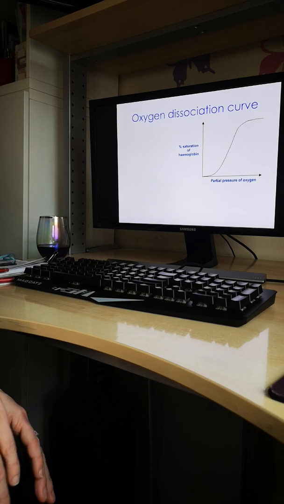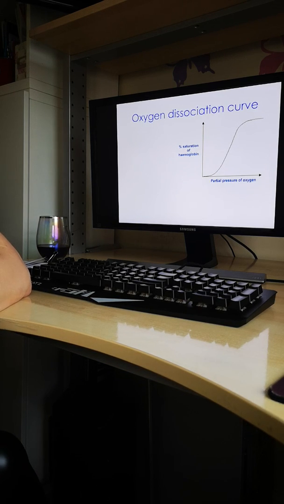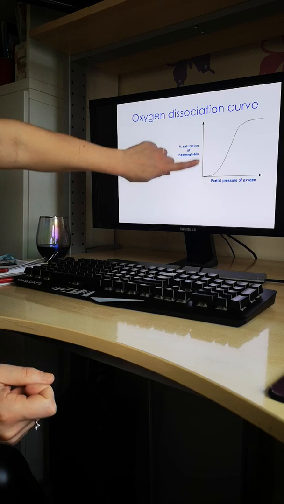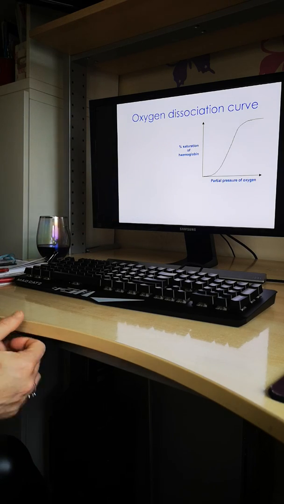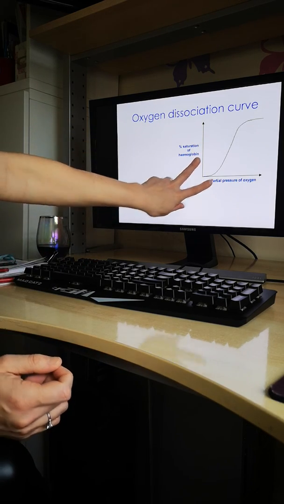So we've already talked about partial pressure of oxygen. This next bit is a really important graph. So what I would like you to do now is just pause the video, and I want you to make a sketch of this graph on your paper, including the axes.